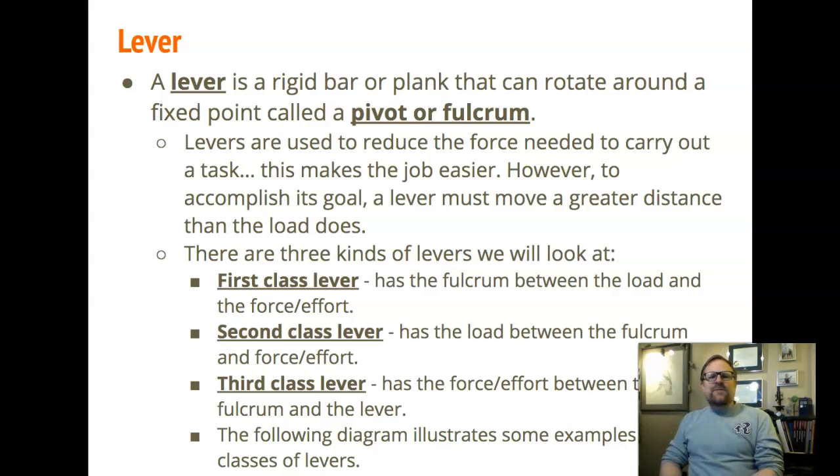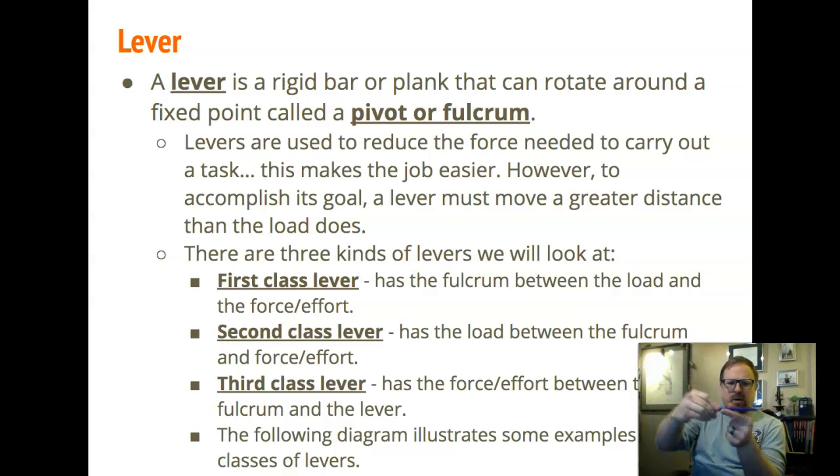So a lever is the first type of simple machine we'll talk about. A lever is a rigid bar or plank that can rotate around a fixed point called a pivot or a fulcrum. So if we imagine my pen right here, we can create a lever out of it, right? This becomes my fulcrum, and then my pen becomes the lever.